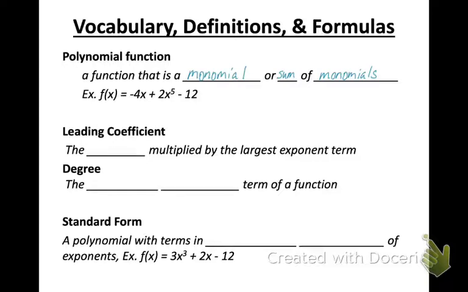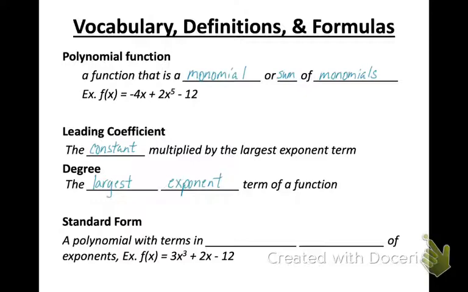minus 12. Here's another term we're going to talk a lot about this entire unit, the leading coefficient. So this is the constant that is multiplied by the largest exponent term in a polynomial. We're also going to talk about the degree, either of a term or a polynomial. And this is the largest exponent term of a function. So in our example up above, that is a degree 5 polynomial because the largest exponent is 5.